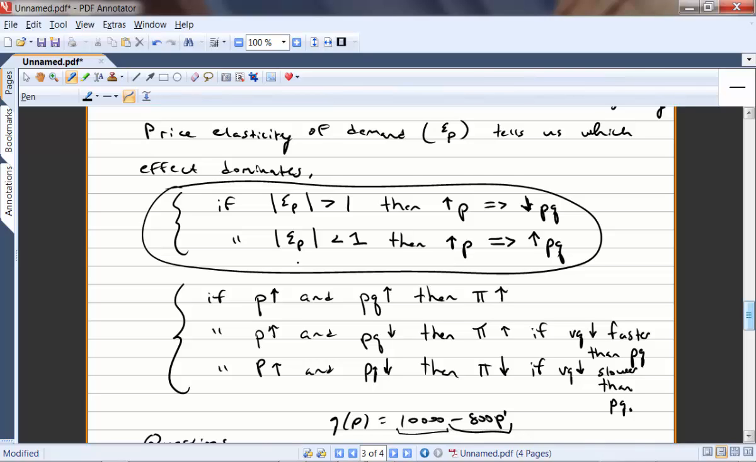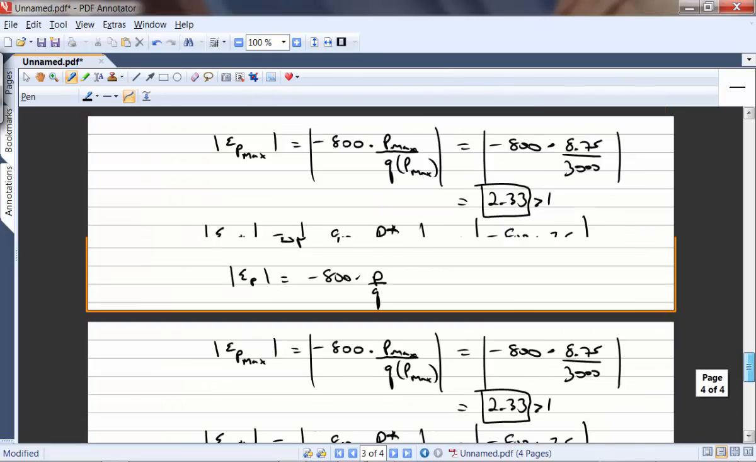I'm sorry, if we're at a price below the price at which the price elasticity of demand is equal to 1, there's only one price that makes the absolute value of the price elasticity of demand equal to 1. If we're at a price below that price, and we increase it a little bit, revenue is going to go up. But if we're at a price above the price that makes this equal to 1, and we increase the price, then revenue starts to go down. So all we have to do is set the absolute value of the price elasticity of demand equal to 1 and solve for P. Now we'll answer this question.